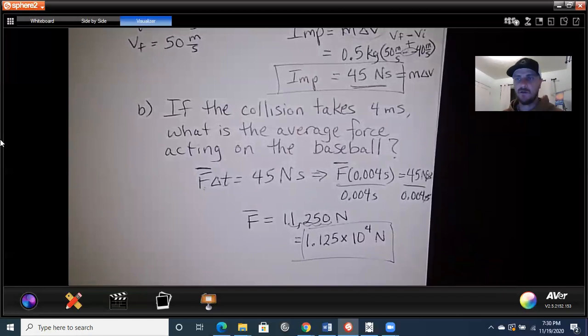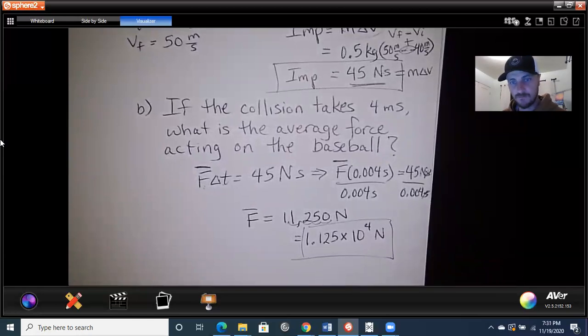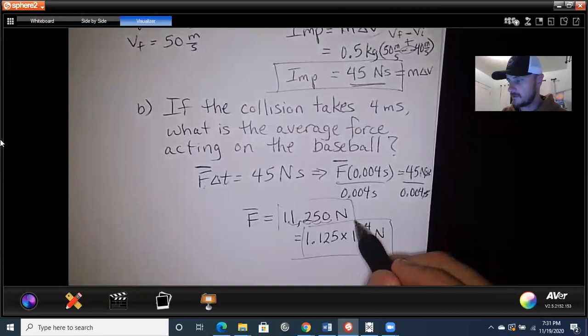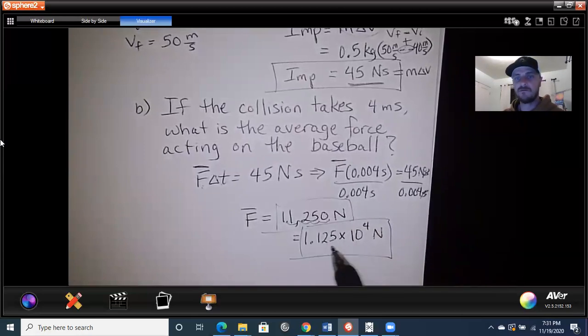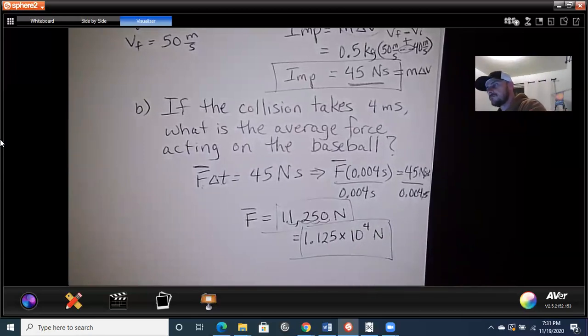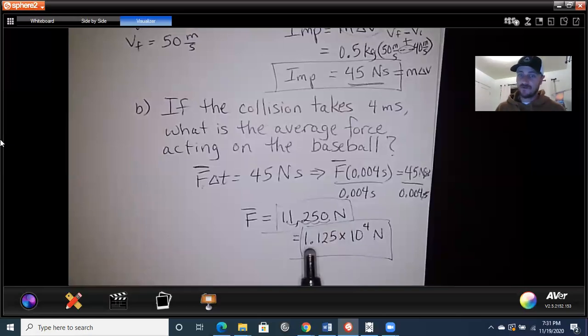And that's just typically how the science community expresses very big or very small numbers, with scientific notation. But I would accept either answer, of course. 11,250, or that one is fine. All right, so you can see that's a tremendous force, and that's just the average, right? That's just the average force acting on the baseball.